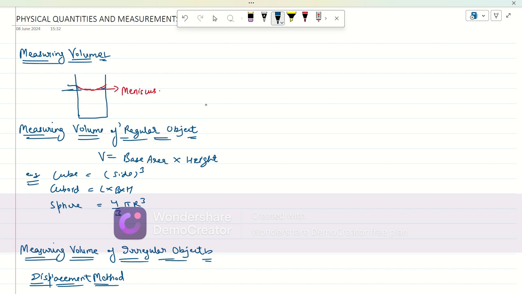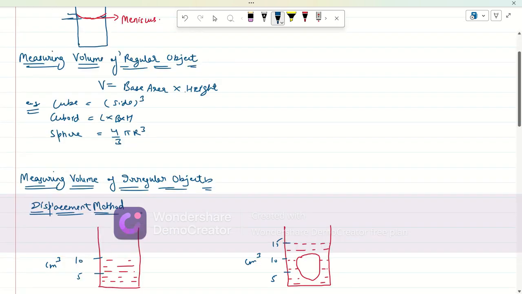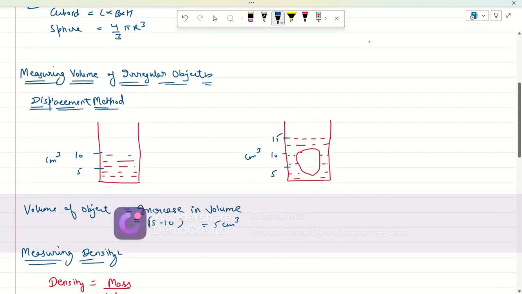Now how can you measure the volume of a regular object? If you have any regular shape, uniform object, then you can measure volume using the formula base area into height. For example, for a cube, the volume will be side cube. For a cuboid, length, breadth, height product. For a sphere, it will be 4 by 3 pi r cube. But if you have an irregular object, then how can you measure the volume?